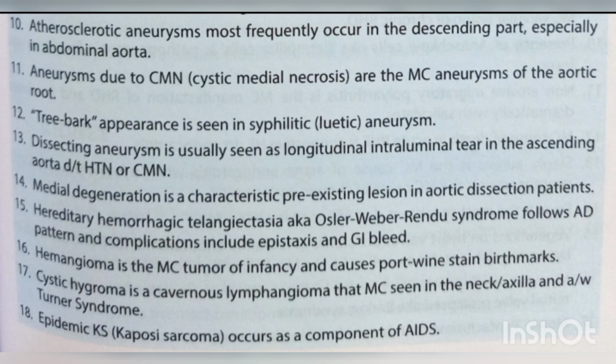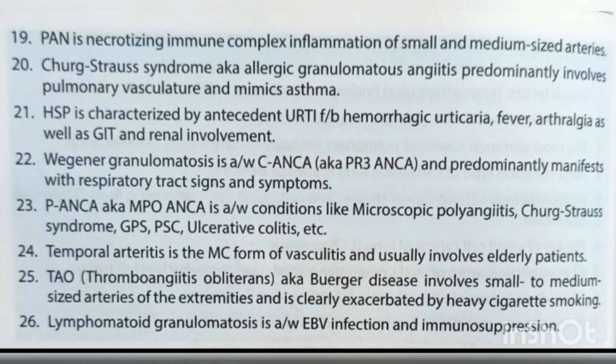Hemangioma is the most common tumor of infancy and causes port wine stain birthmarks. Cystic hygroma is a cavernous lymphangioma most commonly seen in the neck and axilla, associated with Turner syndrome. Epidemic Kaposi sarcoma occurs as a component of AIDS. PAN is necrotizing immune complex inflammation of small and medium sized arteries.